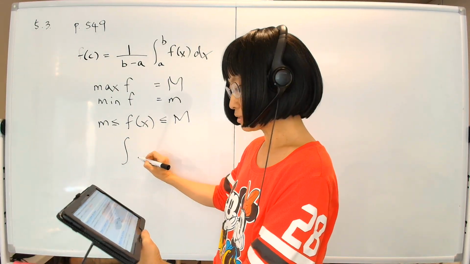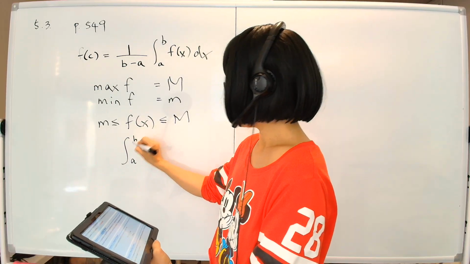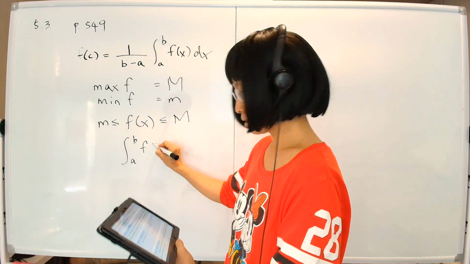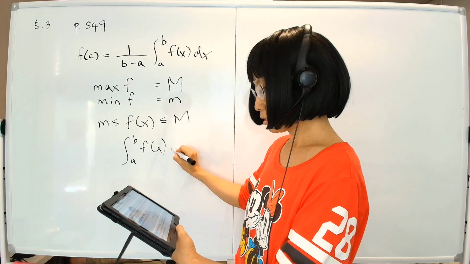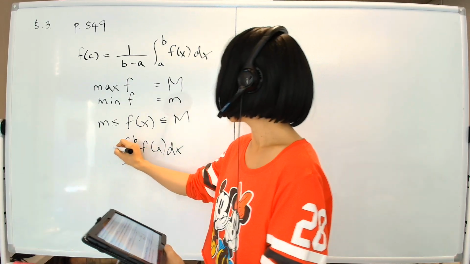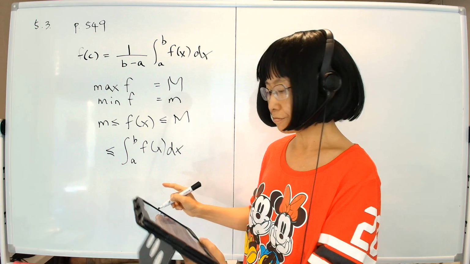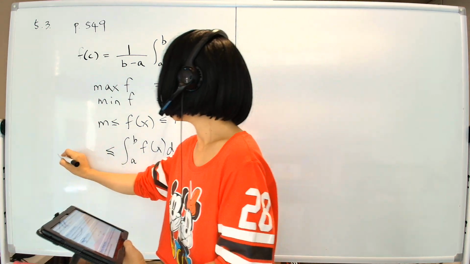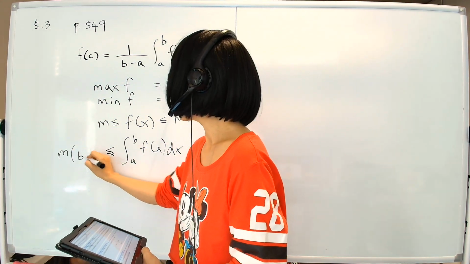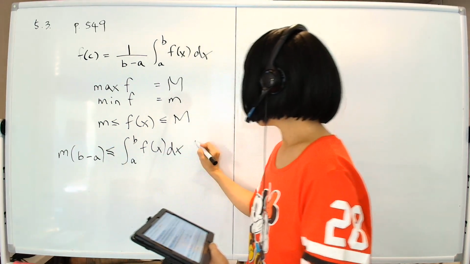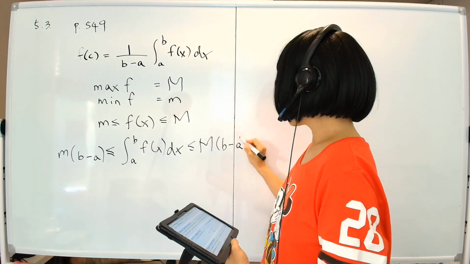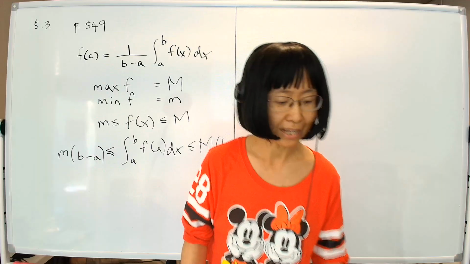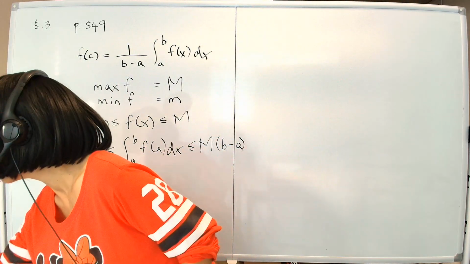By the comparison theorem, which we learned at theorem 5.2, maybe a section ago, this inequality holds. That is, the integral of f from a to b is greater than or equal to small m times b minus a, and less than or equal to big M times b minus a. That is the comparison theorem. So far so good.